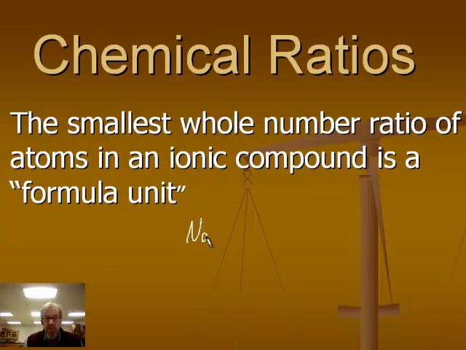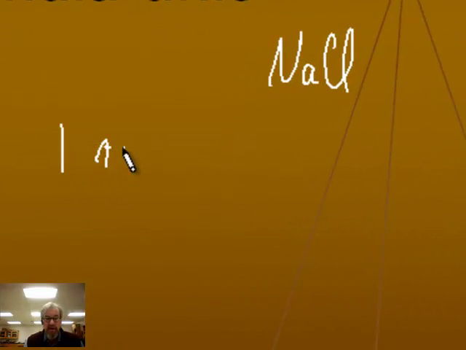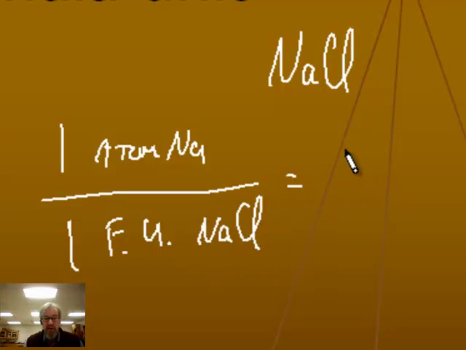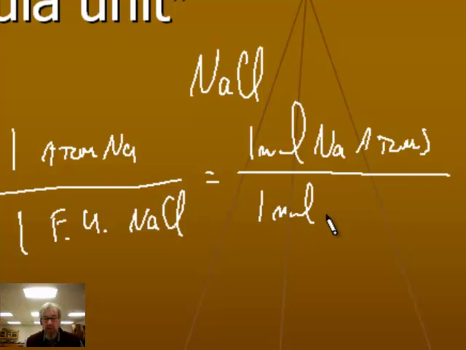For example, with the ionic compound NaCl, we could say 1 atom of Na corresponds to 1 formula unit of NaCl, but we could also say 1 mole of Na atoms corresponds to 1 mole of NaCl formula units.